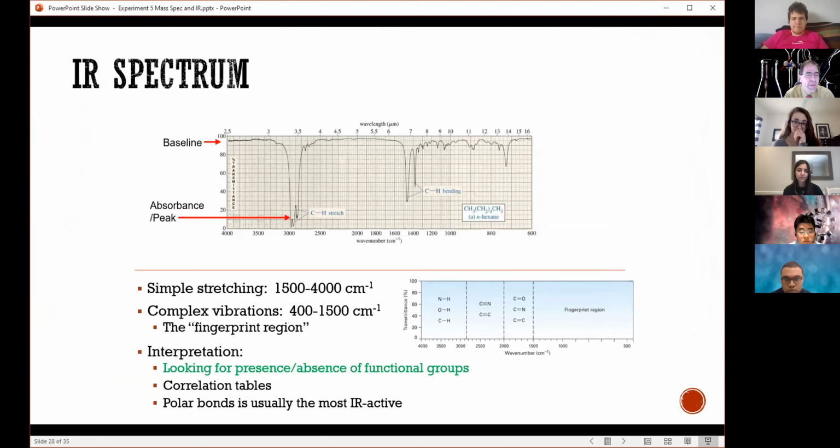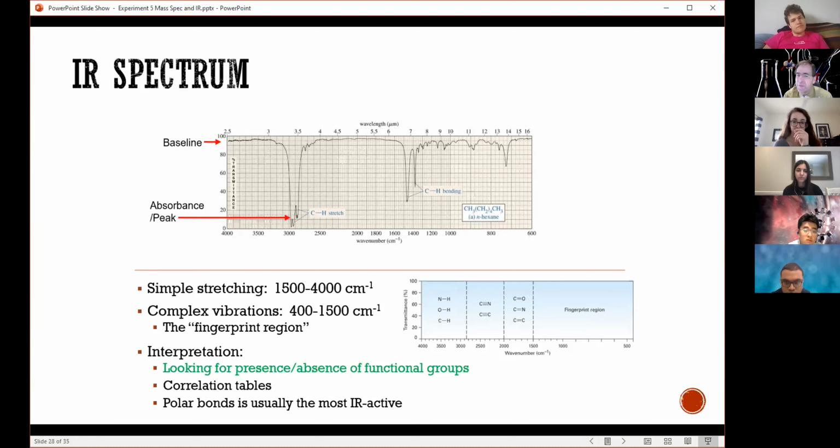Okay, so here we go with our spectrum. I do want to differentiate two parts of the spectrum, what's called the simple stretching versus the complex stretching. It's squishy, the line's around 1500, but that's not exact. But for the most part, 1500 and above corresponds to a single type of stretching, a single functional group. 1500 and below is often the entire molecule moving.